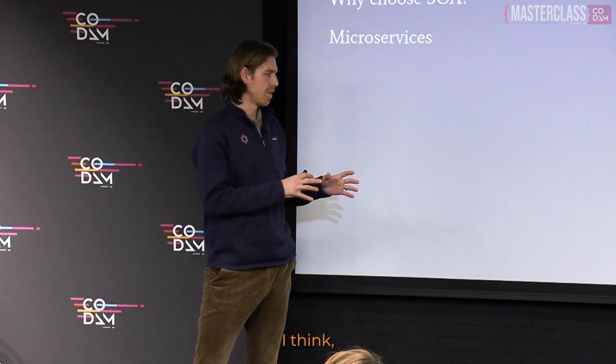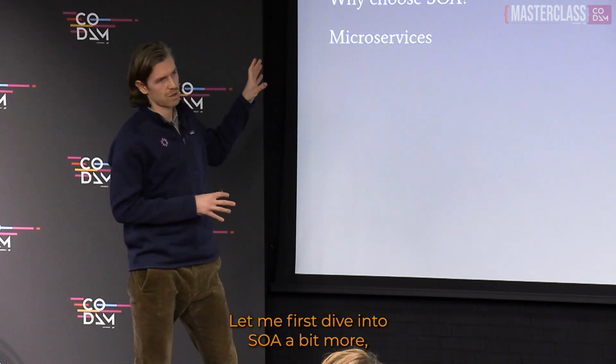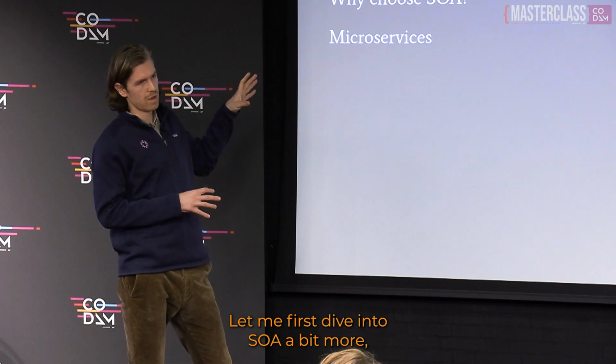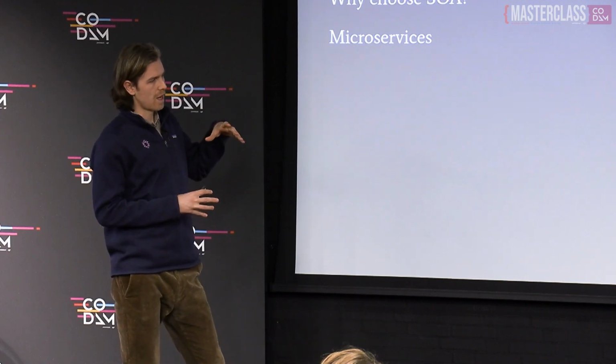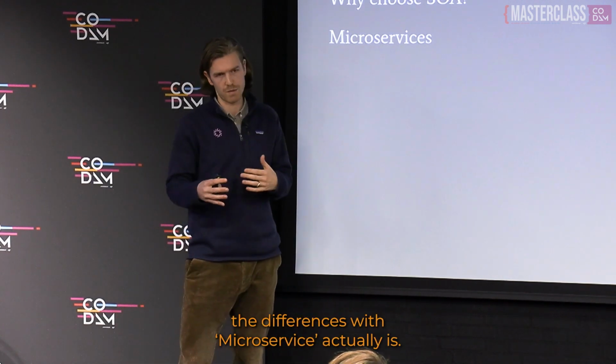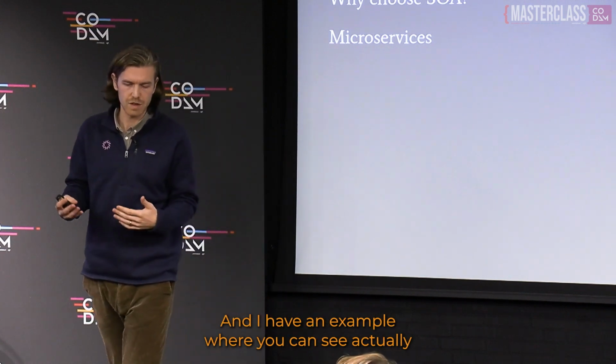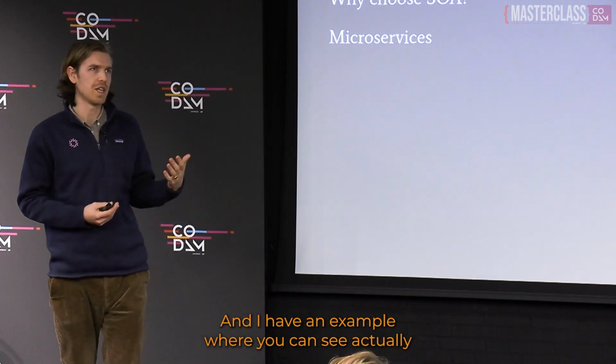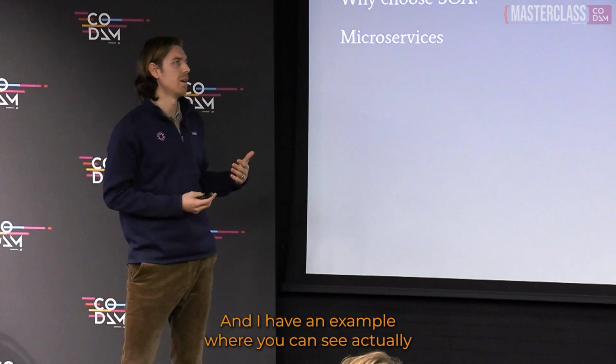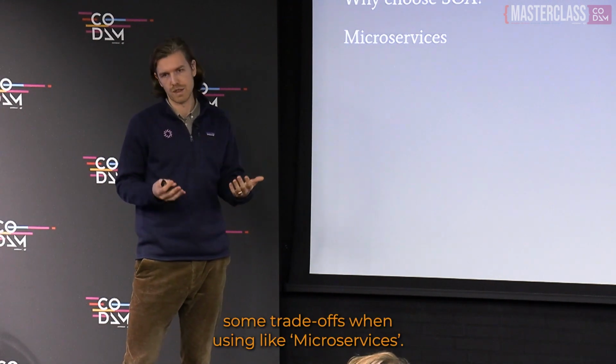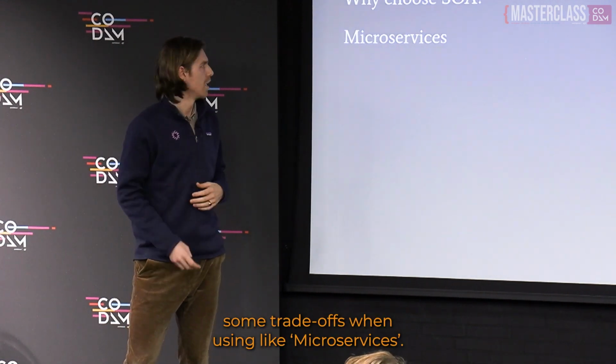I think, let me first dive into service-oriented architecture a bit more, right? And then I'll spend some time on what the difference with microservice actually is. And I have an example where you can actually see some trade-offs when using microservices.